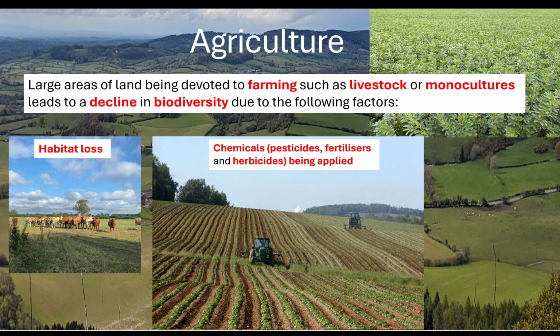Also, we're using chemicals, pesticides, fertilizers, herbicides, and they are therefore going to have an effect on the species that are present. So these chemicals, these pesticides, are going to be killing the pests. Those pests could be part of a food chain and therefore could affect the available food sources for a secondary consumer.